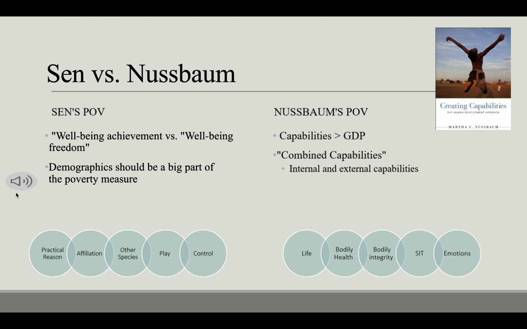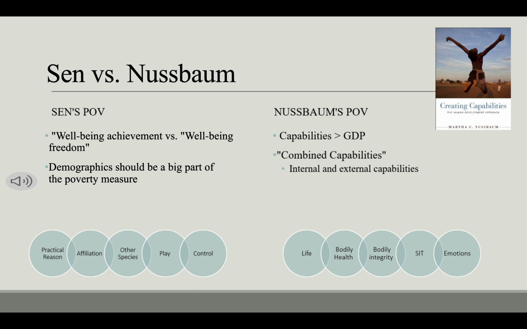Nussbaum says that all citizens should have these central capabilities, which include life, bodily health, bodily integrity, SIT, which is an acronym for sense, imagination, and thought, emotions, practical reason, affiliation, other species, play, and control over one's environment. These are all important to understand about someone's welfare, but the biggest concern I have with the list is how do you measure all 10 of these capabilities?